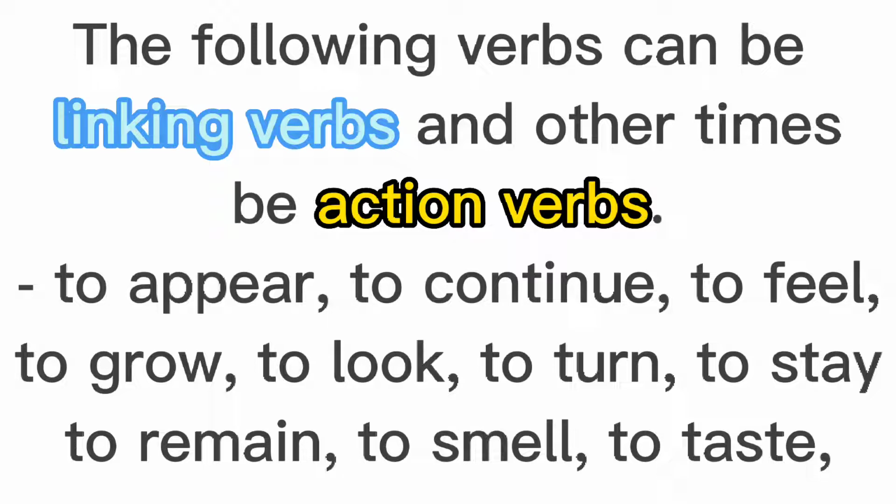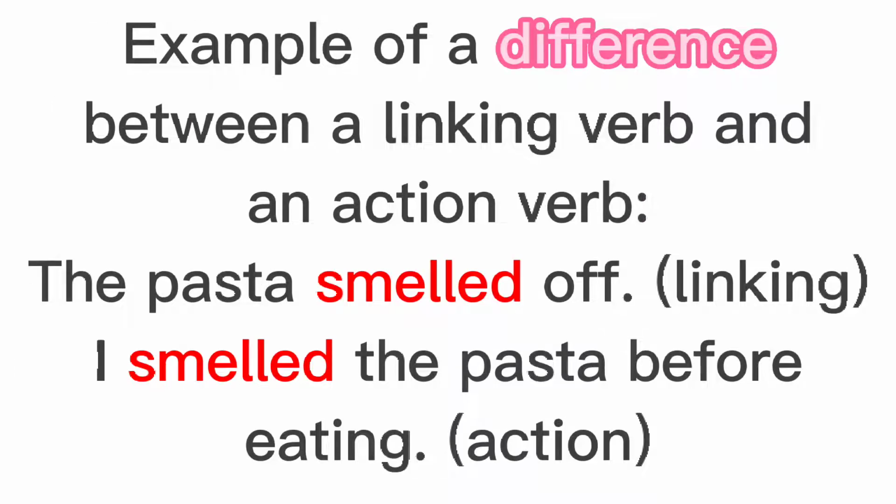Example of a difference between a linking verb and an action verb. The pasta smelled of garlic. The linking verb smelled links pasta to the word garlic. I smelled the pasta before eating. In the second sentence, the action verb smelled actually refers to the action of smelling.